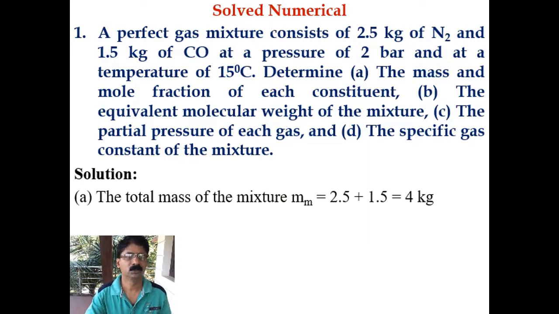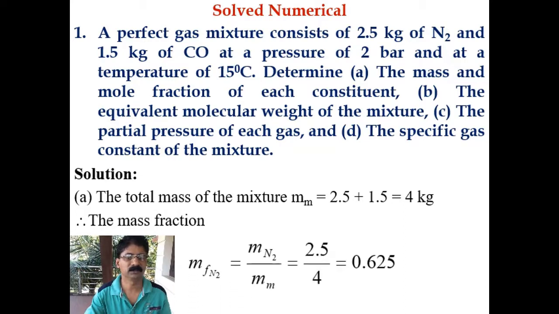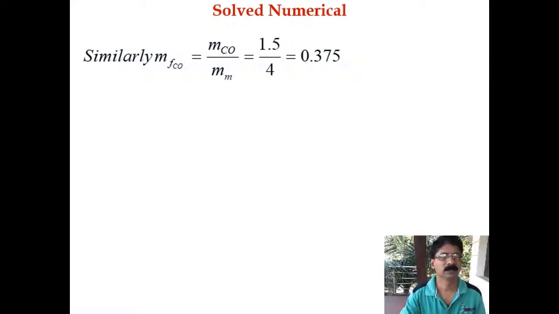So here the total mass of the mixture is nothing but the mass of nitrogen plus mass of carbon monoxide, which is 2.5 plus 1.5 is equal to 4 kg. So mass fraction is nothing but the mass of the individual constituent gas to the total mass of the mixture. So mass fraction of N2 is mass of N2 divided by total mass of the mixture, 2.5 by 4, is equal to 0.625. Similarly, the mass fraction of CO is equal to mass of CO divided by mass of the mixture, that is 1.5 by 4, is equal to 0.375.